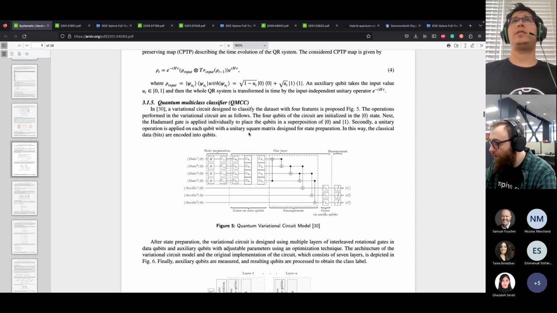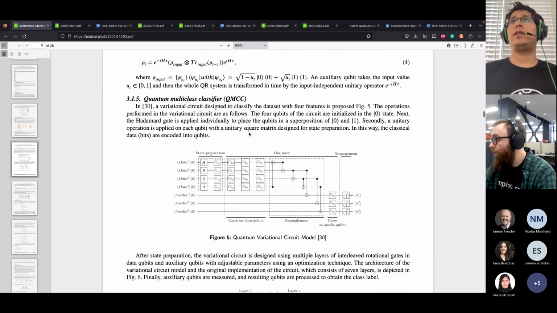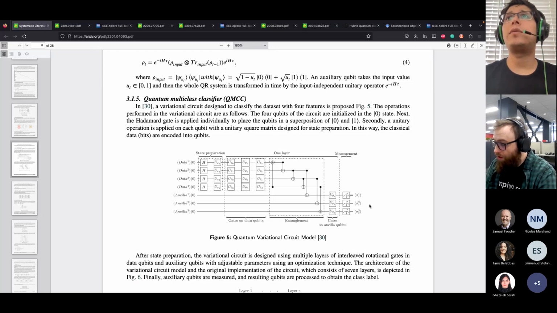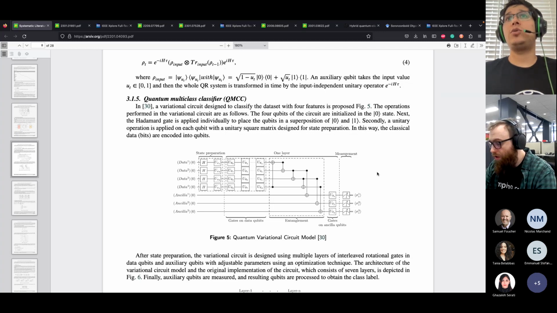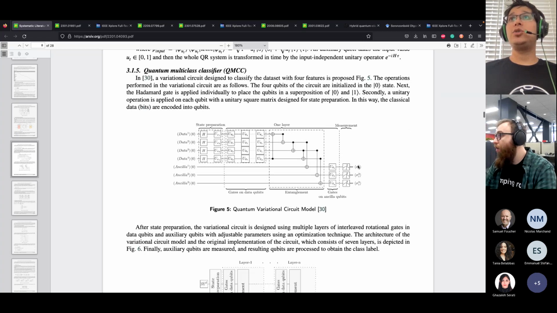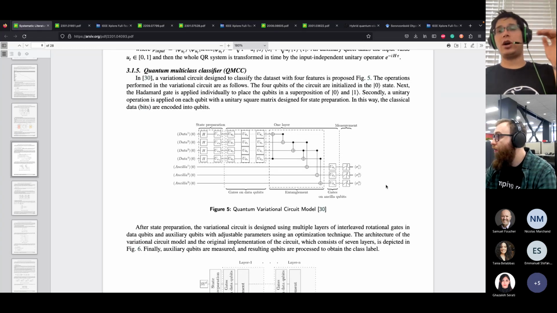Yeah, so multi-class means you're not doing binary classification anymore. So you're doing a higher number of classes. Probably they do. Yes, look. So at the end, they measure 3 qubits, and they use each one of them to compute an expectation value. And what they do is, I would guess, they use these expectation values to predict on different classes on your classification problem.